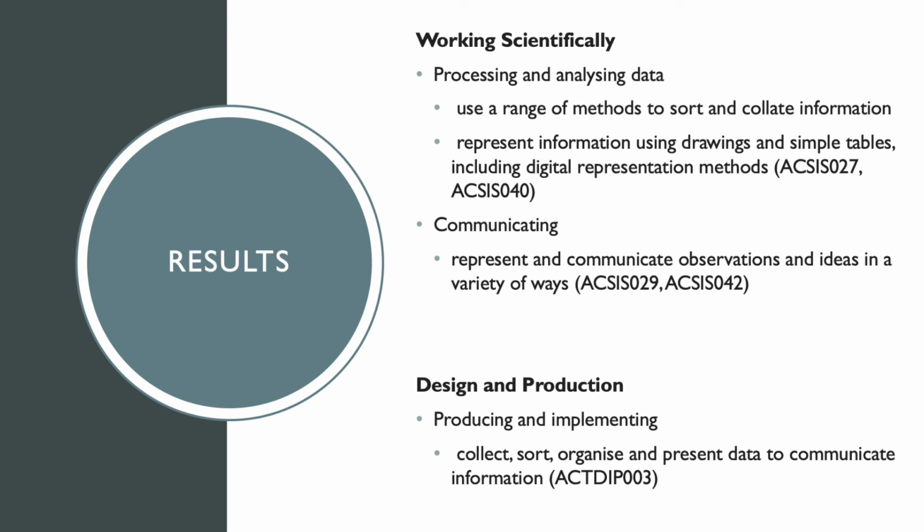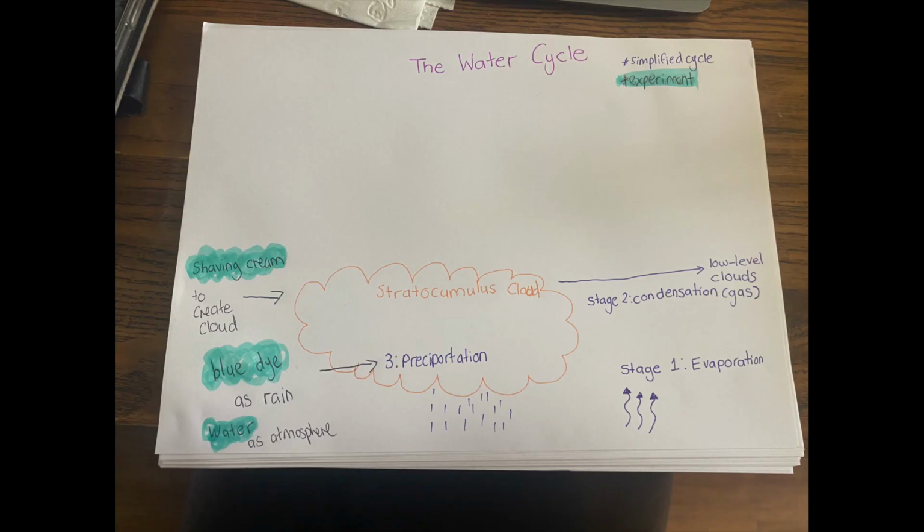As our results are quite clear that rain is a product of condensation in clouds, we can also implement the working scientific skills of processing and analyzing and allow students to extend their knowledge to meet the design and production skill of producing and implementing as they collect, sort, and organize data and present and communicate information. This can be done by drawing a map of the water cycle and linking the water cycle steps to what was observed in our experiment.